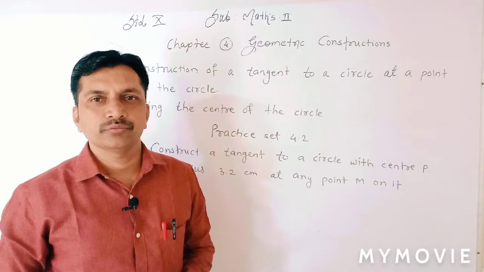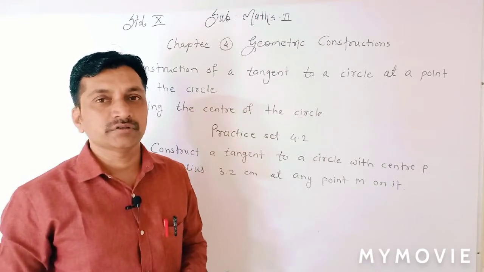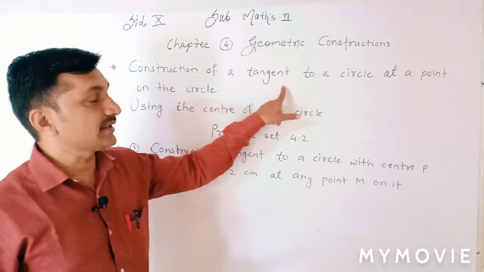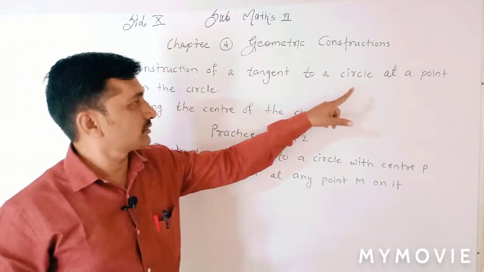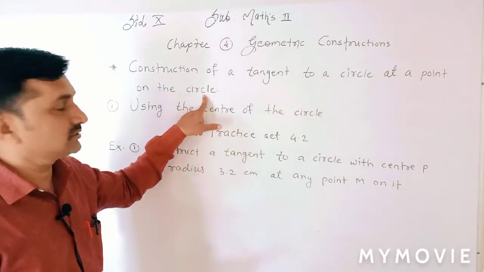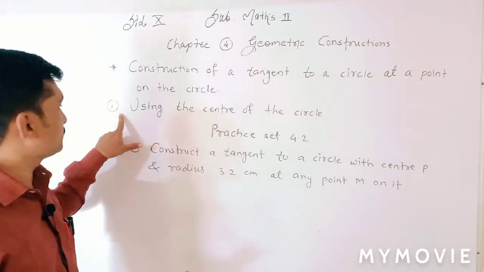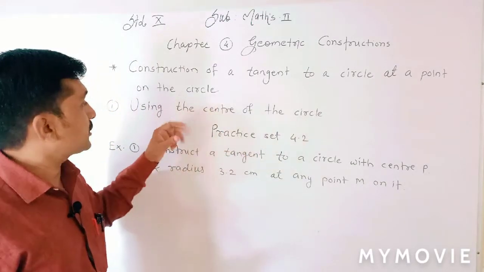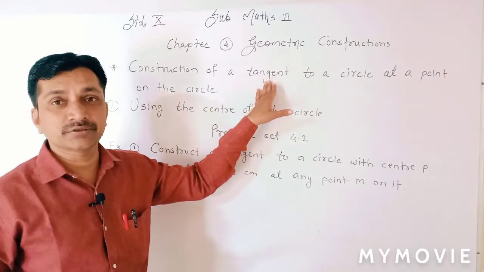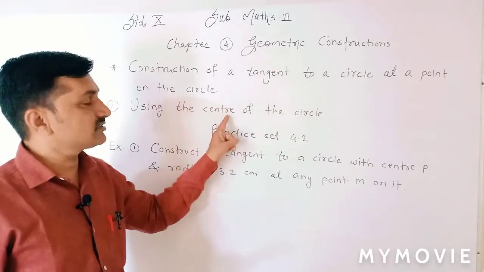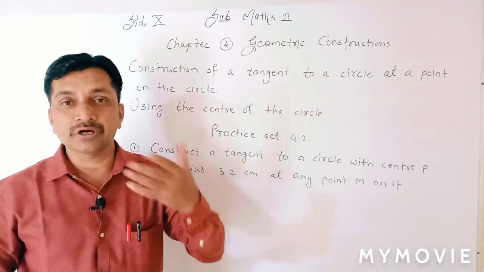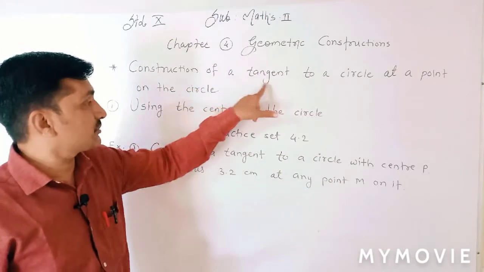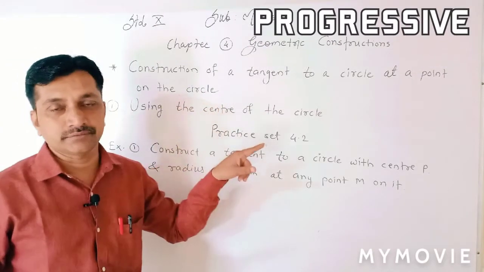In this video we are going to study the second construction, that is, construction of a tangent to a circle at a point on the circle. The first method is using the center of the circle, because there are two constructions to draw a tangent, one by using the center and second without using the center. Therefore this is the first method, drawing the tangent by using the center.